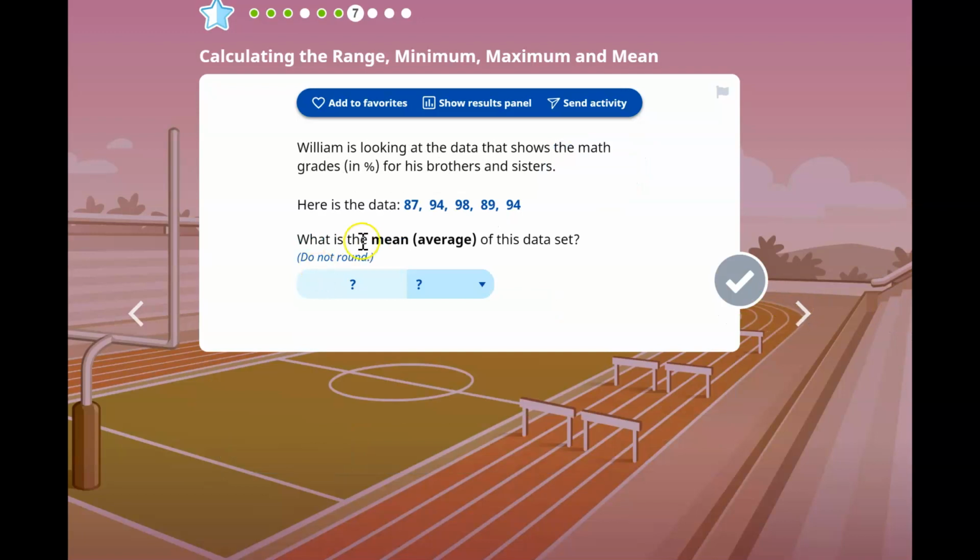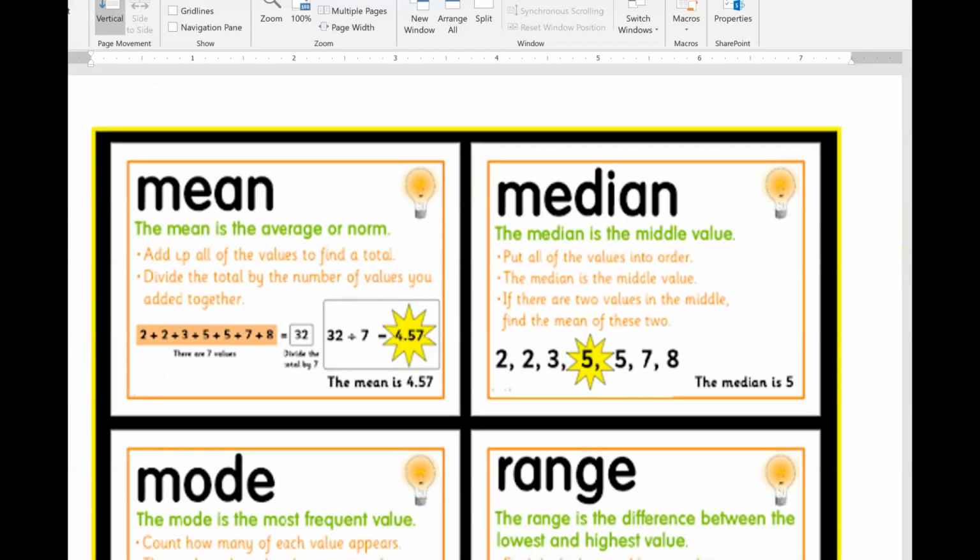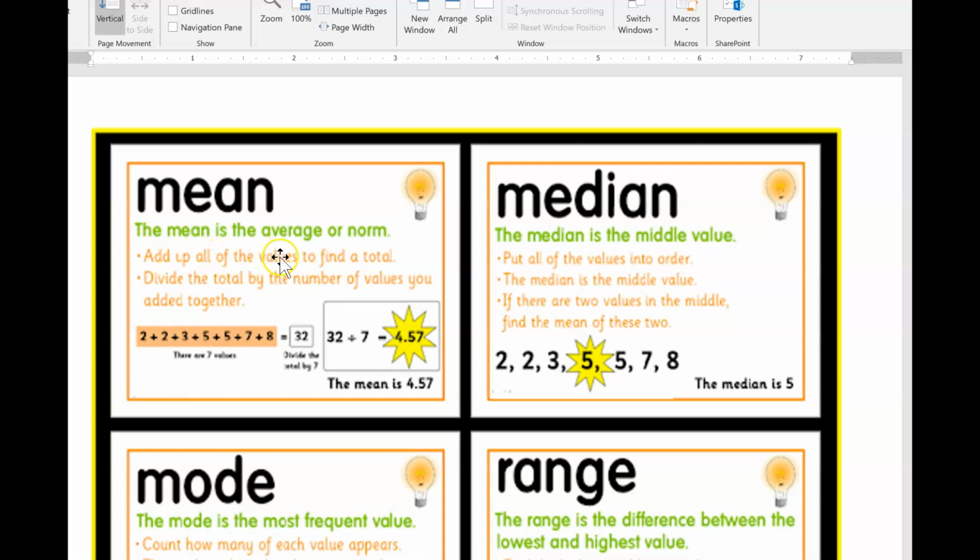All right, so now mean is the average. It says do not round, so you might have a decimal here. And remember, how do we find the mean? Go back to your notes. It says mean is add up all the values to find the total, and then divide the total by the number of values you added together.